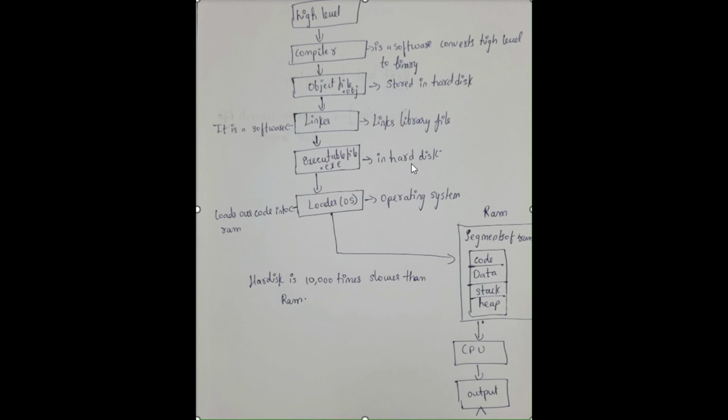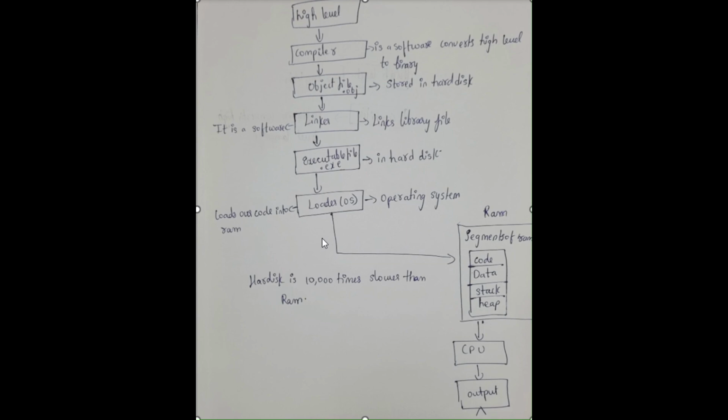Now our code is ready to run, but here another thing should be done, which is done by the loader. What is this loader? The loader is part of the operating system. What is the task done by the loader? It loads our code from the hard disk to the RAM. Why should this be done? Because running the code from the hard disk is 10,000 times slower than RAM. For fast processing, we use RAM. To load into the RAM, we use the operating system component called the loader.